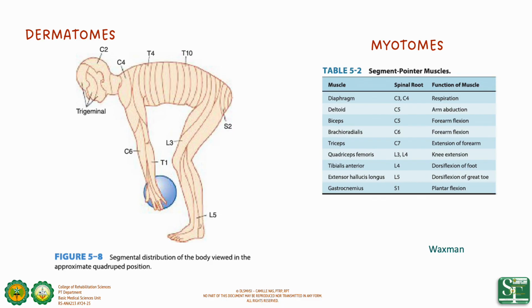Okay, and then on the lower extremity, we have L1. Ay, hindi nakita dito. L3 is medial femoral condyle. L2 is inguinal. L4 is the dorsum of the feet. L5 is the lateral malleolus. S1, S2, lahat na nasa likod. Okay. And then myotomes, ayan.